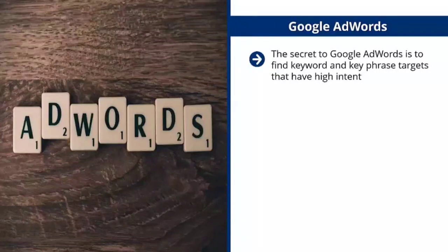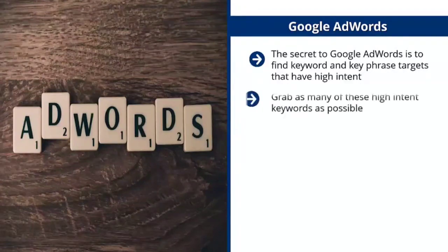In other words, just by reading these keywords, you can tell that the people typing them into Google really want to buy. Grab as many of these high-intent keywords as possible. Drive them all to your landing page. Make sure your AdWords and analytics accounts are linked. This should be enough to help you track which keywords produce the most clicks to your landing page.